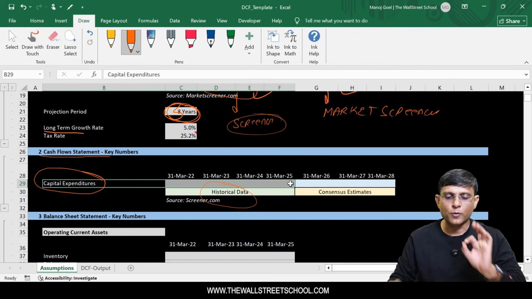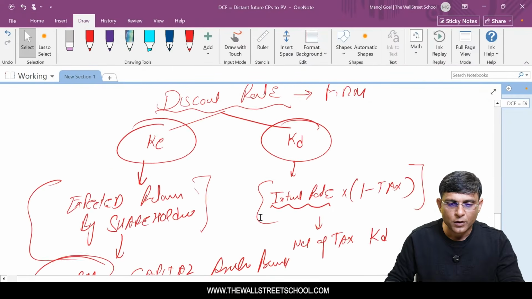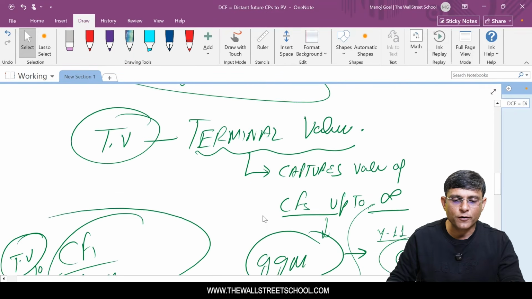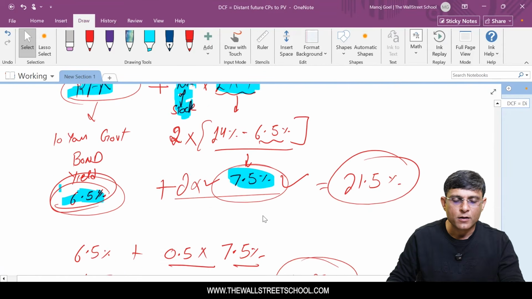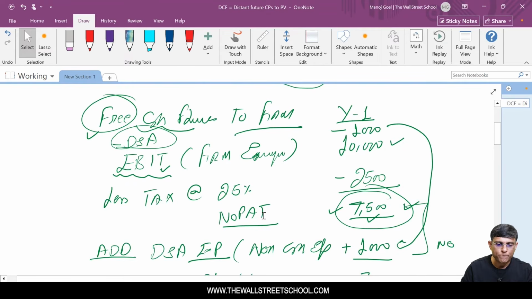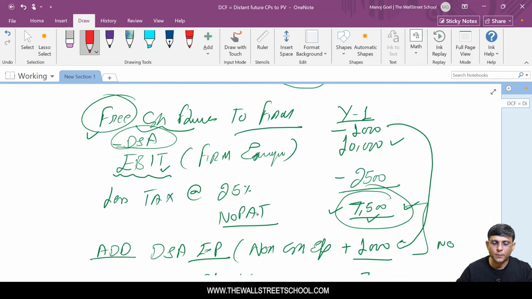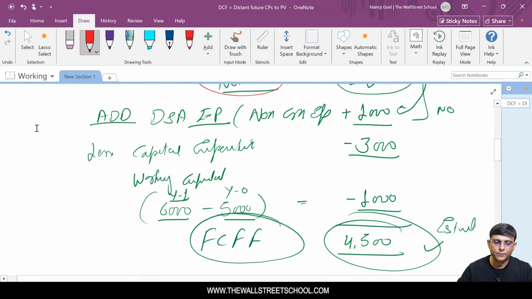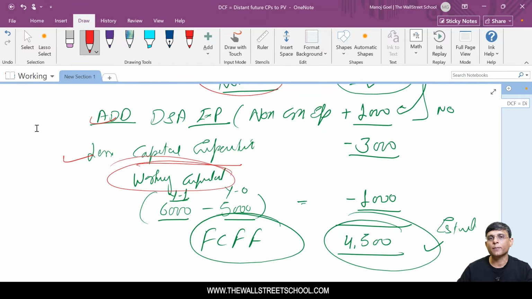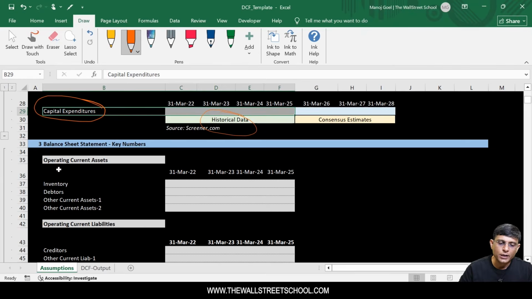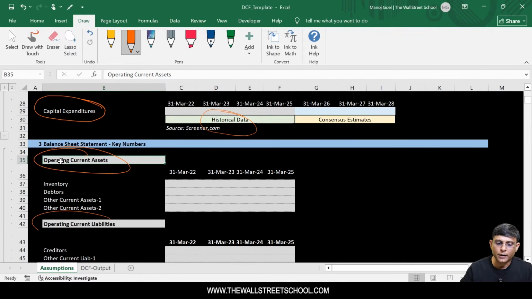So in free cash flows to the firm, only one component is left. Let me show you. So that was my equation for free cash flows to the firm. Let me show you here. Yeah, this one. Remember? So free cash flows, it was starting with EBIT, less tax on EBIT, NOPAT, plus D&A. So we got D&A also, less capex, we got the capex projection also. Now what is left is working capital. So working capital is current assets minus current liabilities, which comes from the balance sheet. So we need operating current assets and operating current liabilities.